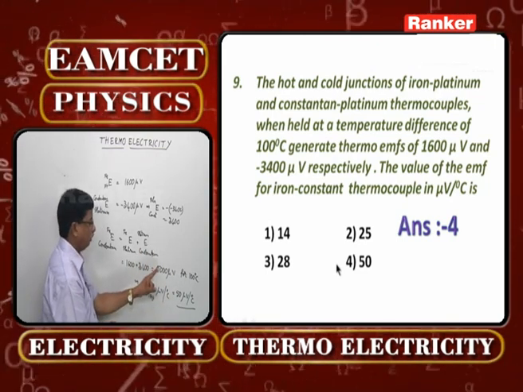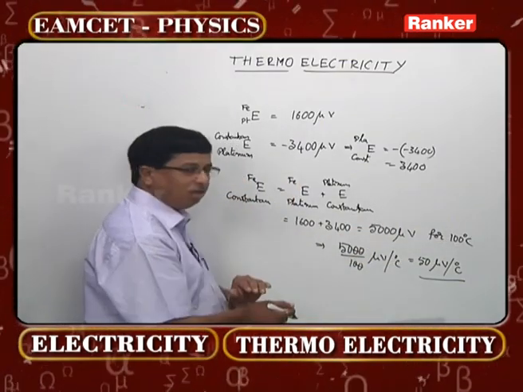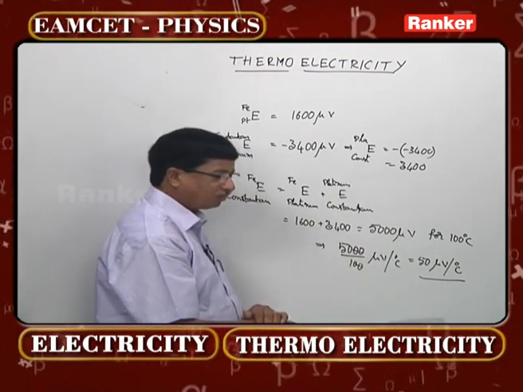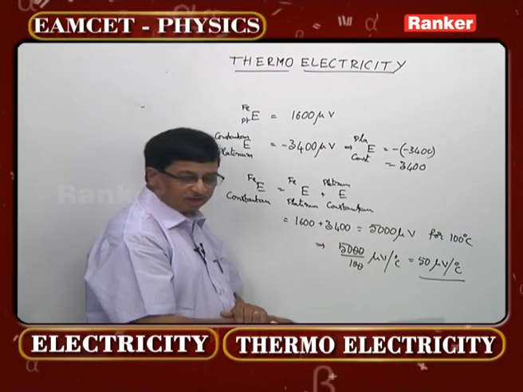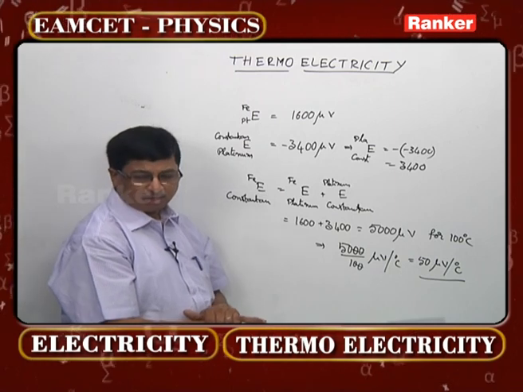If he asks you the question for 100 degree centigrade temperature difference, what is the total EMF? That is the point. Now here per degree centigrade he is asking, therefore dividing the value by 100, you will be getting the correct answer for this. Look at the next problem, problem number 10 this time.